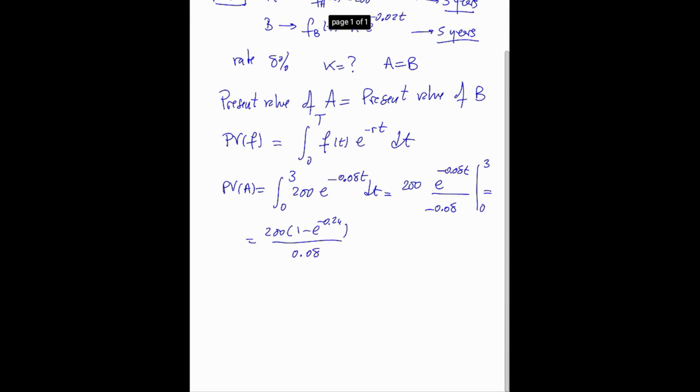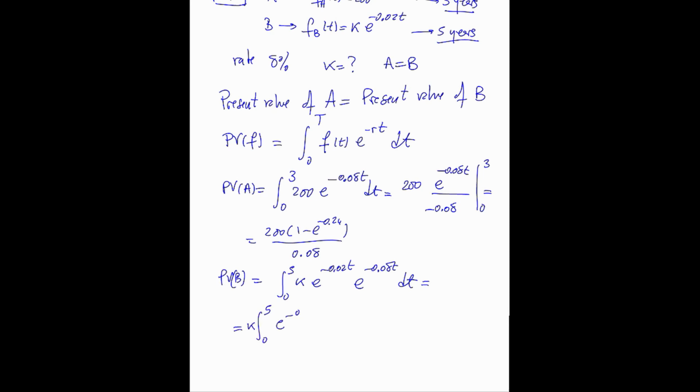For the second stream, we have the integral from 0 to 5 of the constant k times e to the minus 0.02t, that's the function, and then e to the minus 0.08t, that's the interest, dt. So we put together the exponentials, with the constant outside, the integral from 0 to 5 of e to the minus 0.1t dt. So it becomes k e to the minus 0.1t over minus 0.1 in the denominator between 0 and 5. And that's equal to k times 1 minus e to the minus 0.5 divided by 0.1.